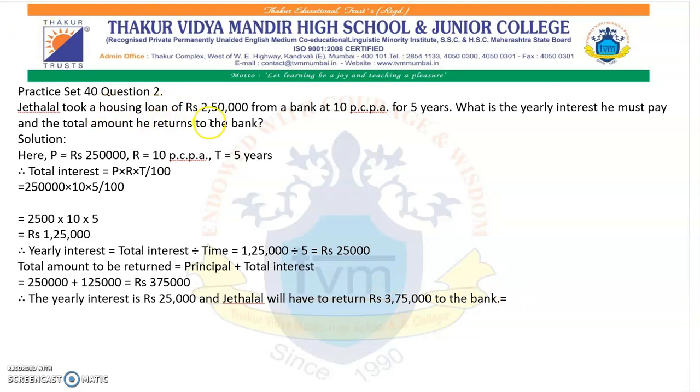Do you know why we are calculating the amount? Because the bank has given the loan, definitely they will charge interest on that. It means we have to return the original amount plus interest. When we are returning original plus interest, this is called the amount.